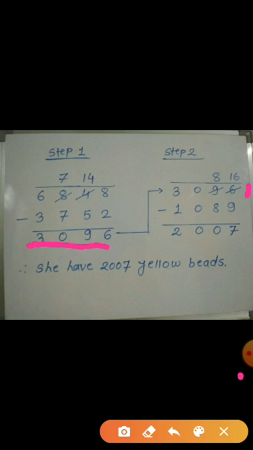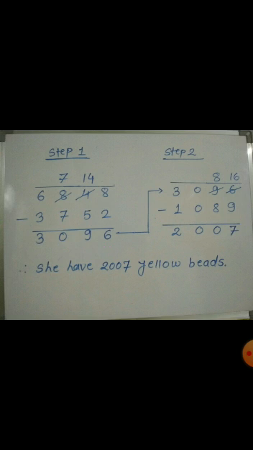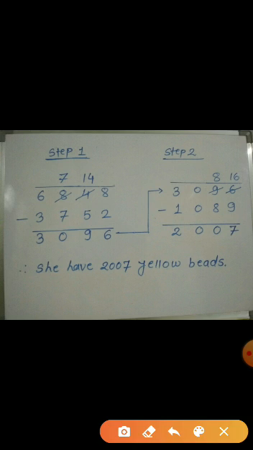Then from this answer I am going to subtract the third number, that is 1089. Again we start from the right. Now 9 cannot be subtracted from 6, so we take one borrow from the next place. I cut 9 and write 8, and this becomes 16. So 16 minus 9 is 7. 8 minus 8 is 0. 0 minus 0 is 0. And 3 minus 1 is 2. So what is the answer of the second step? 2007. This is the number of yellow beads. So how many yellow beads does she have? She has 2007 yellow beads.